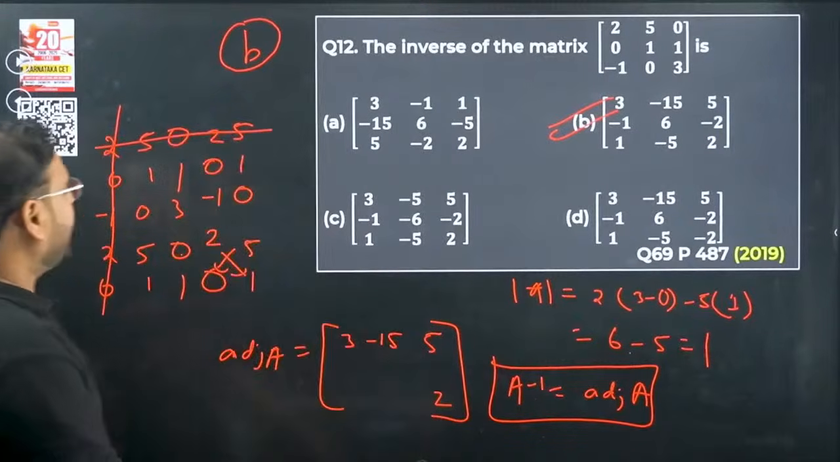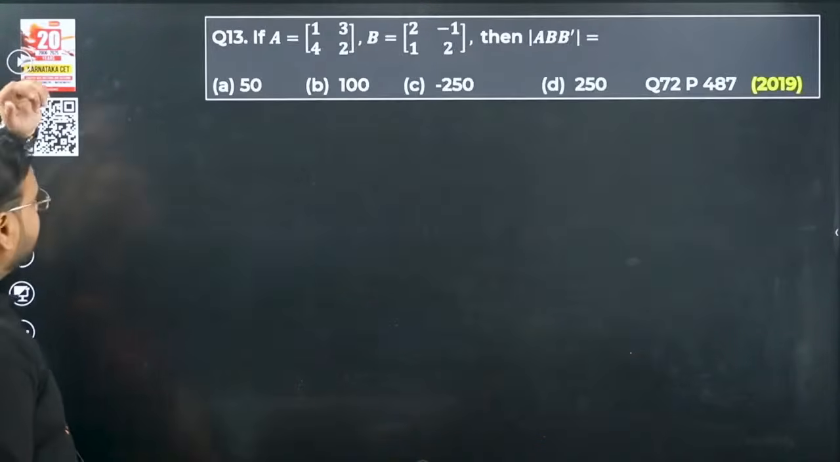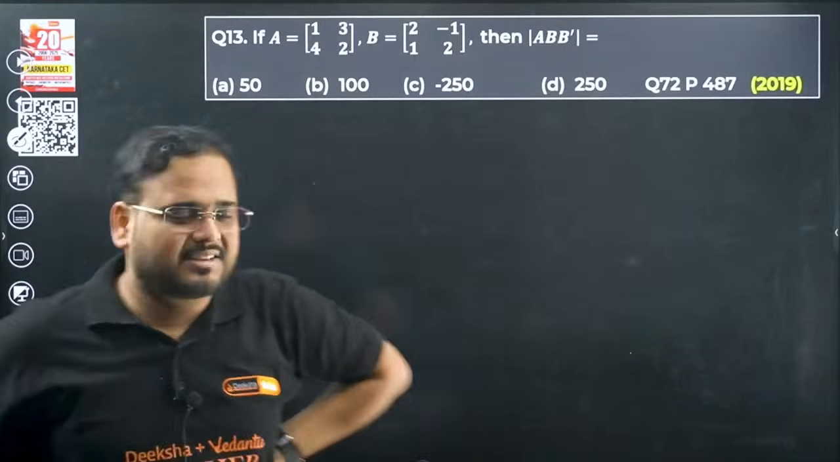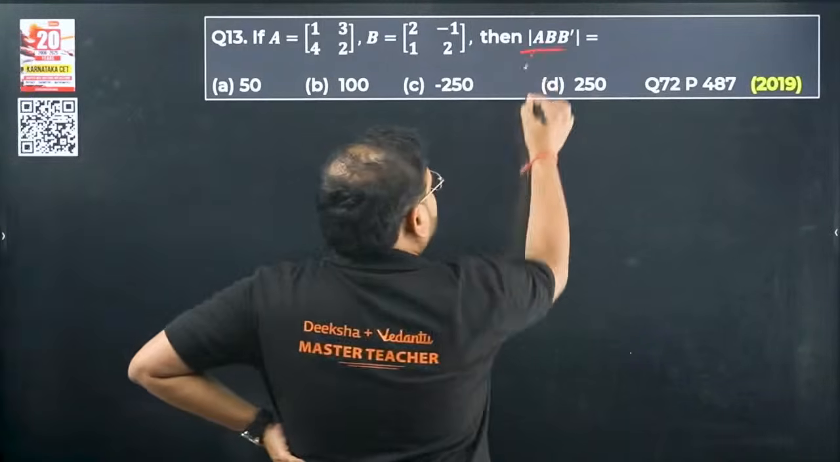Okay, question number 12 is done. 13 over here. Okay, sir, A is this, B is this. Array, such an easy question. How do you solve it?